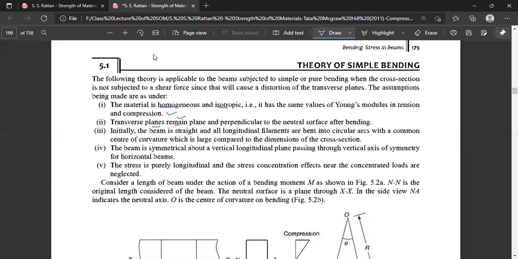Due to the bending, all longitudinal filaments are bent into circular arcs, not elliptical or any other formation, but with a common center of curvature for all the fibers, and the radius of curvature is large compared to the dimension of the cross section. The beam is symmetrical about a vertical longitudinal plane passing through the vertical axis of symmetry.